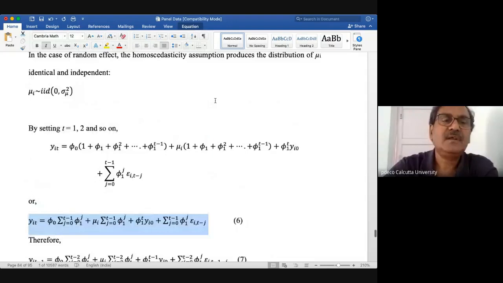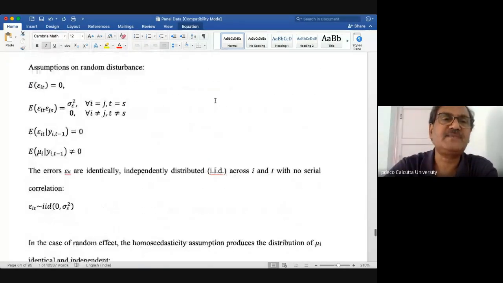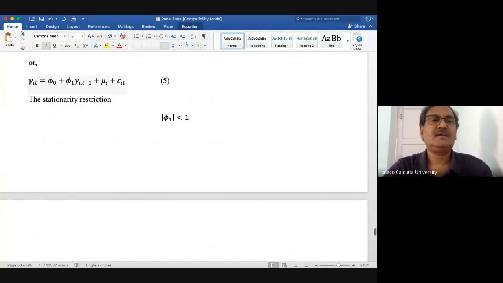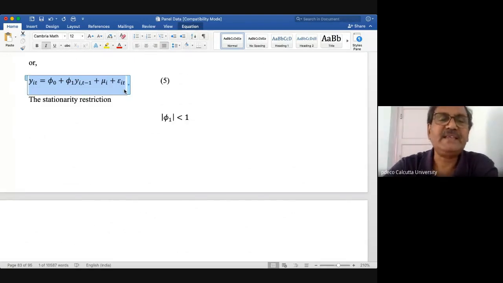Now, the question is how to estimate this model. If we try to estimate this model as shown in equation 5, epsilon it is as usual error term, mu I provides cross-section specific heterogeneity, which is unobserved. So we don't have any information about mu I. So to estimate the model just by following the static panel data case, we need to eliminate mu I.